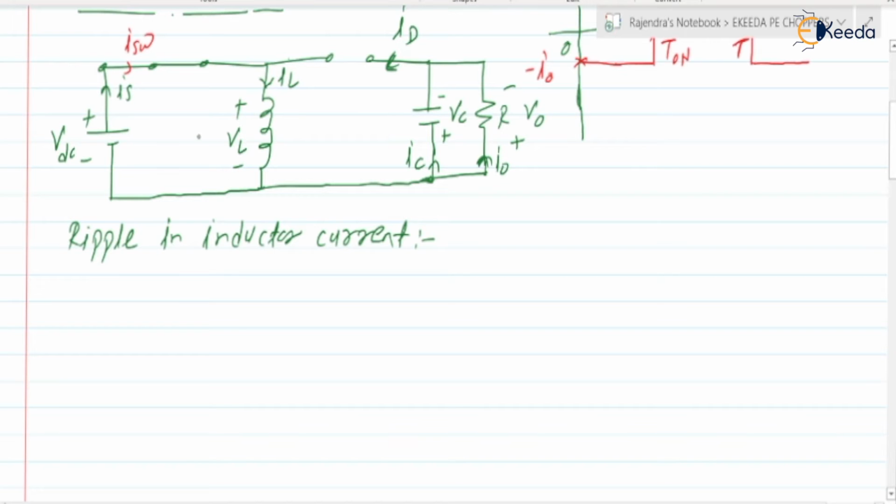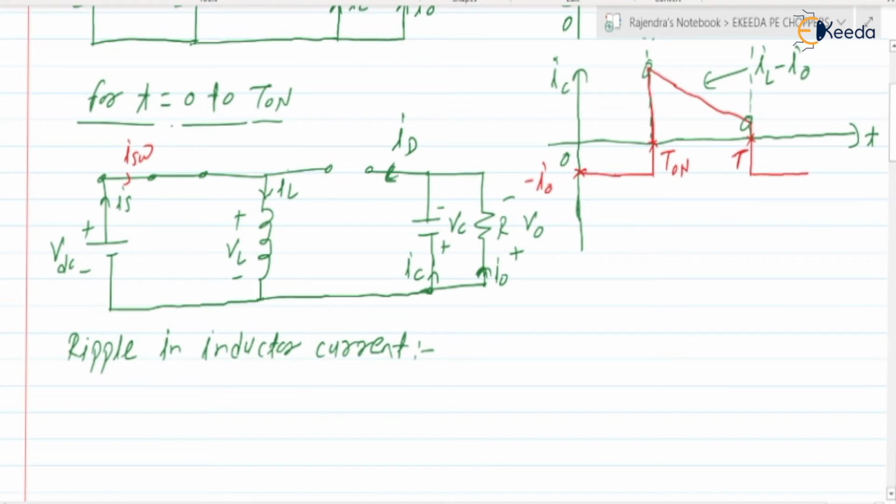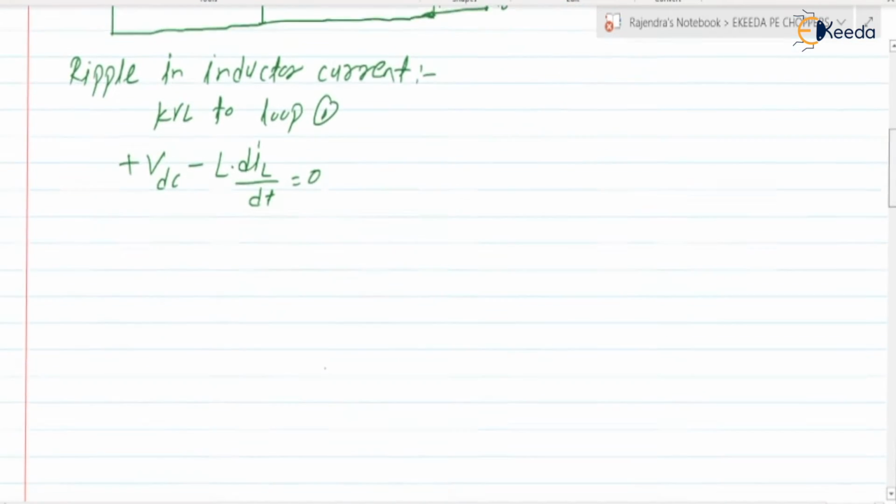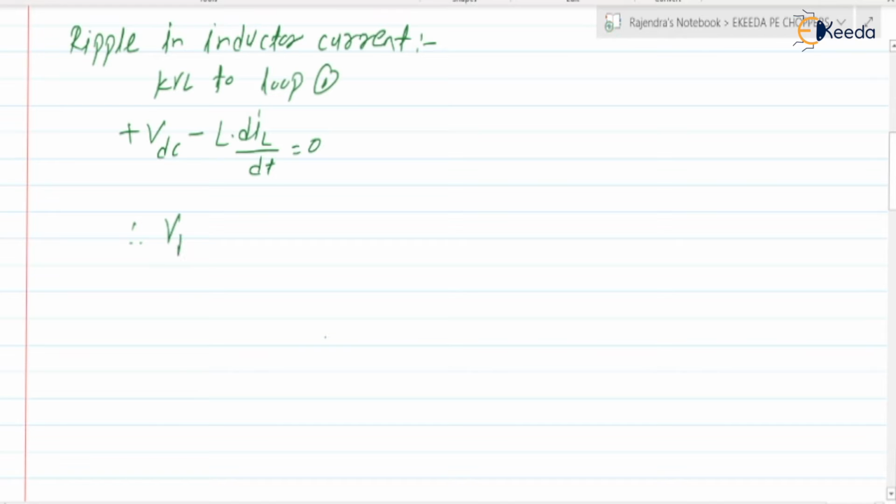During t on, that is when the switch is in the on state, can we apply KVL to this loop? Yes, KVL to loop 1. So we can write it as plus VDC minus VL, where VL is L into dIL by dt, is equal to 0. So from this we can write VDC is equal to L into dIL, which means the change in inductor current. We know the inductor current is changing from I min to I max.